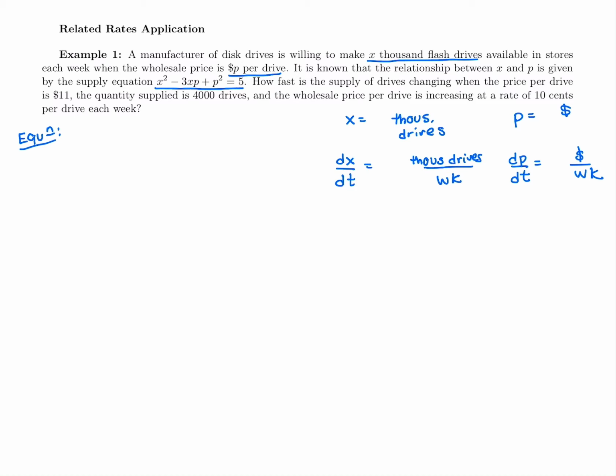We're thinking from the perspective of the business owner, and we're thinking about how much is going to be sitting on the shelves depending upon what we do with the price. As price goes up, we're going to have more supply. As price goes down, we're going to have less supply, typically. So our equation we are looking at is x squared minus 3xp plus p squared equals 5. That's what we're going to end up taking the derivative of.